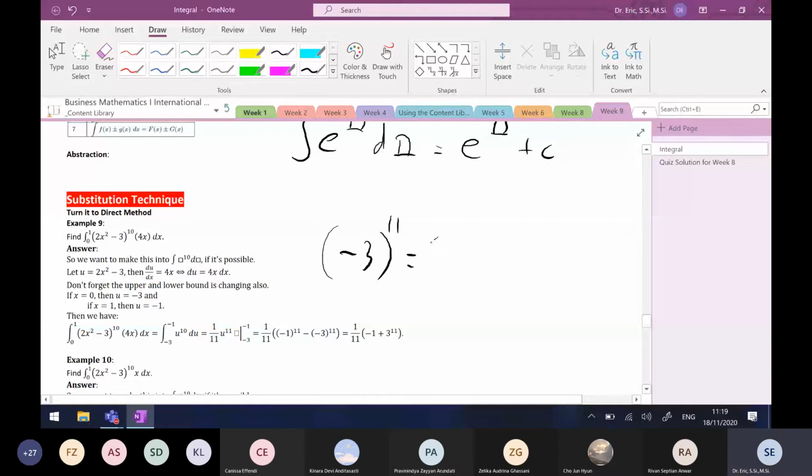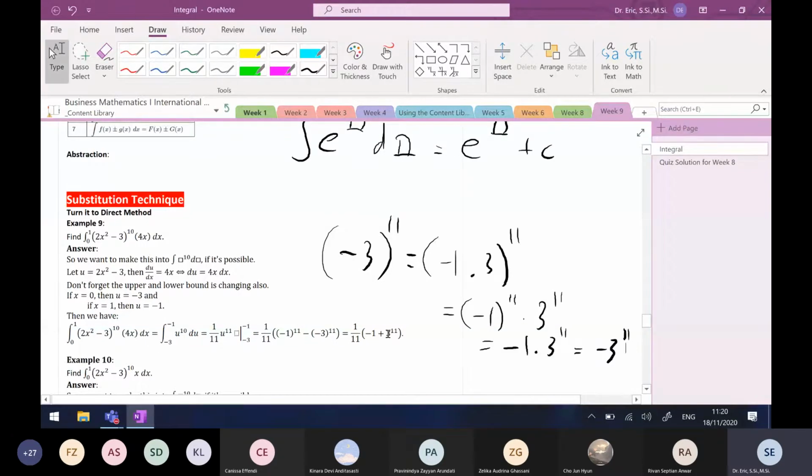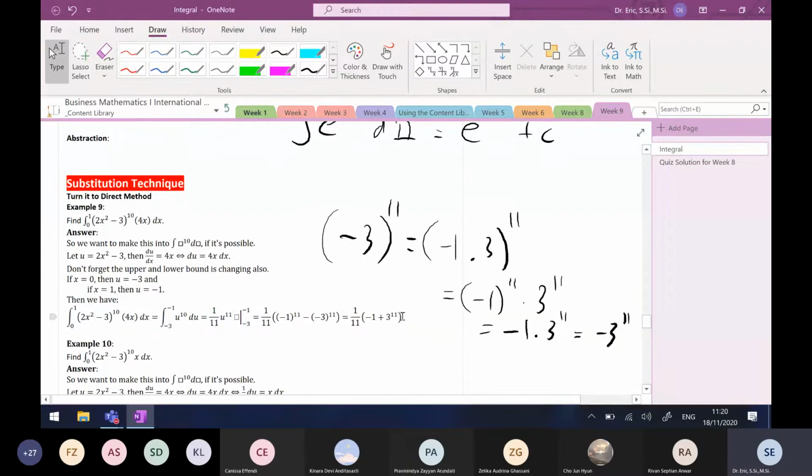And minus 3 to the power of 11 is the same as minus 1 to the power of 11 times 3 to the power of 11. Minus 1 to the power of 11 is minus 1, and 3 to the power of 11 stays, so it becomes minus 3 to the power of 11. So you have this one. 3 to the power of 11 is too much, we cannot handle this, we just leave it here.